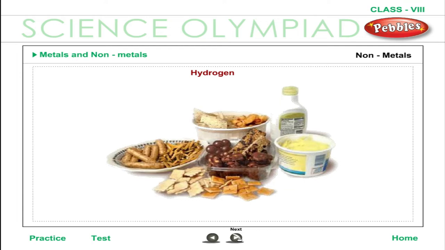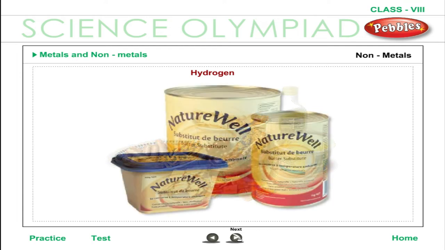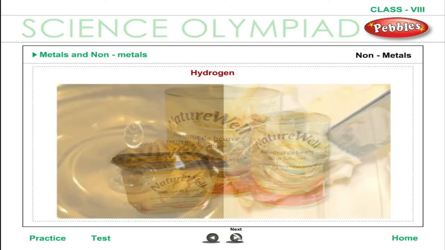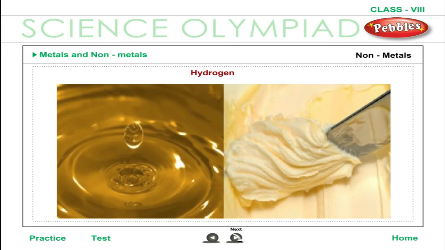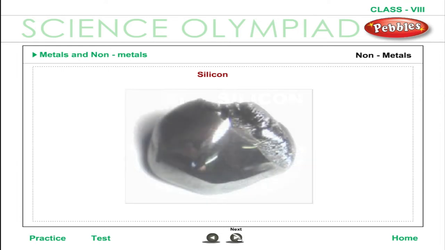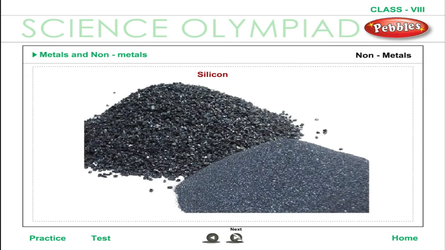Vegetable oil is treated with hydrogen. It becomes solid like butter. This process is known as hydrogenation of vegetable oils. It is used for cooking. Silicon. It is a semiconductor. It is used to make waterproof materials, polishes, and as an insulator in electrical appliances.